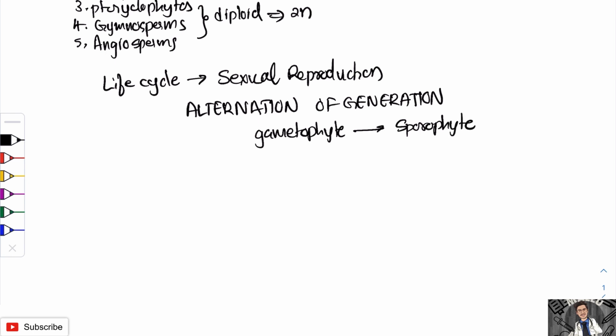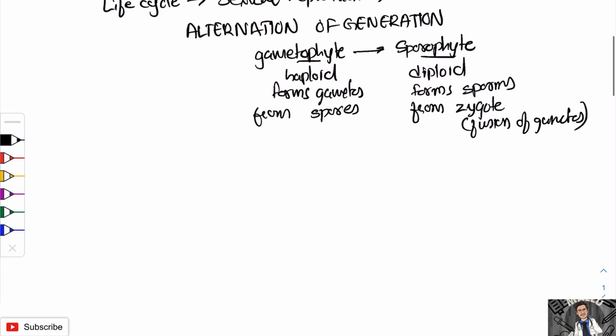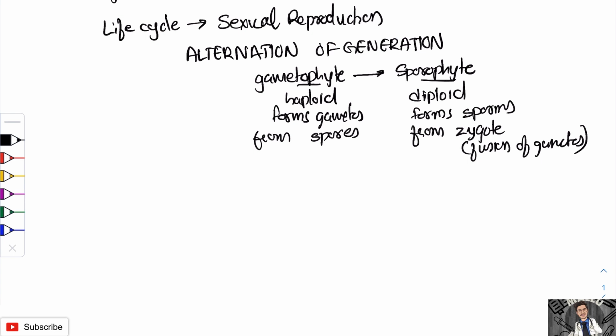And now, what do we understand by gametophyte and sporophyte? So, a gametophyte is basically a structure which is haploid, forms gametes, and is formed from spores, whereas sporophytes are diploid. By meiosis, it forms spores, and it's formed from the zygote, which itself is formed by the fusion of gametes. So, before I teach you the life cycles of sexual reproduction in algae, bryophytes, pteridophytes, etc., let's learn something as a template or standard.